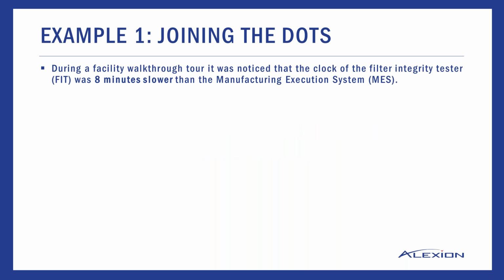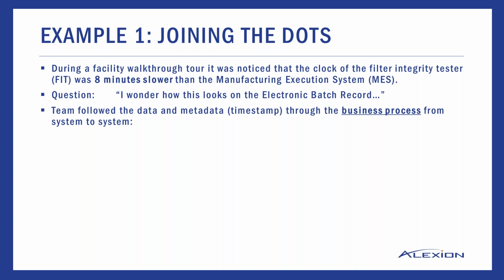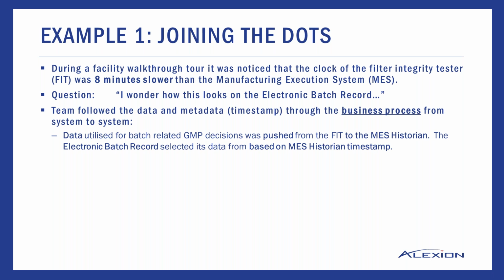A typical example here is during a facility walkthrough tour, it was noticed that the clock on a filter integrity tester was 8 minutes slower than the manufacturing execution system. So a small inaccuracy on the clock. Question: I wonder how this looks on the associated electronic batch record, given there's an 8-minute difference. So the team followed the data and metadata, which was a timestamp, through the business process from system to system. And it determined that the data utilized for batch-related GMP decisions was pushed from the filter integrity tester to the MES historian. The electronic batch record then selected its data based on the MES historian timestamp.